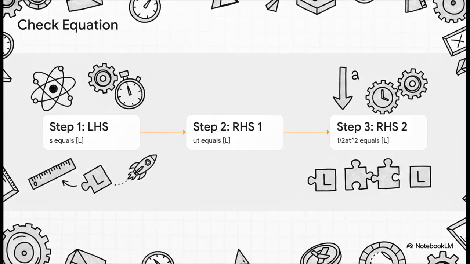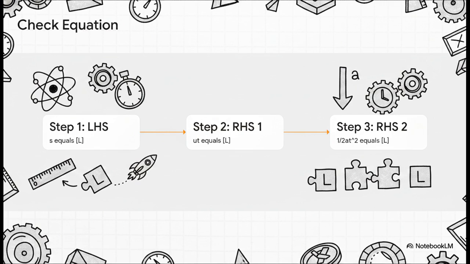So, let's put those puzzle pieces to work, shall we? We are going to prove the correctness of the very famous kinematic equation, s equals ut plus 1/2 at squared. Step 1. Look at the left-hand side. s is displacement, which is simply length, or L.